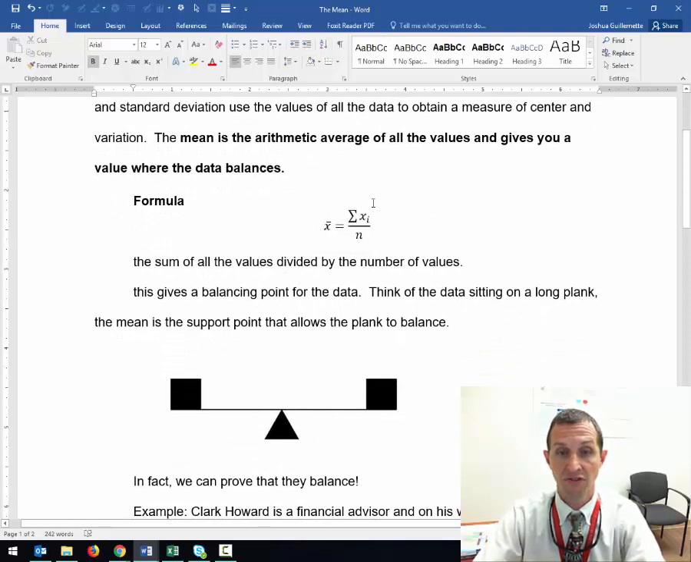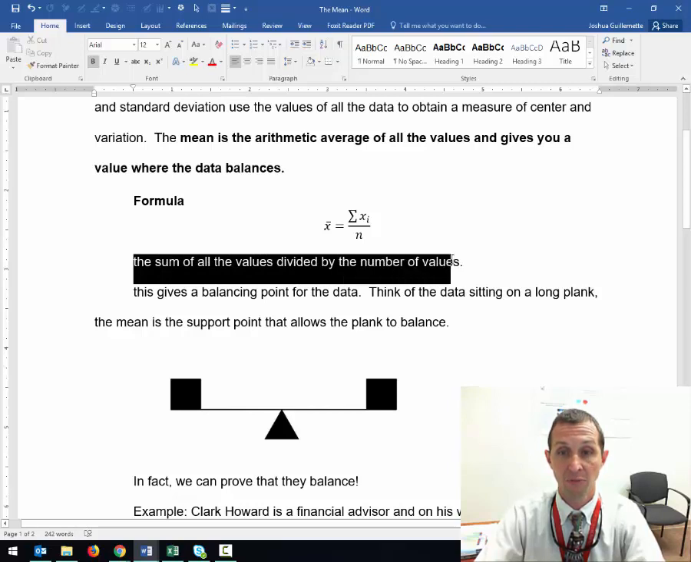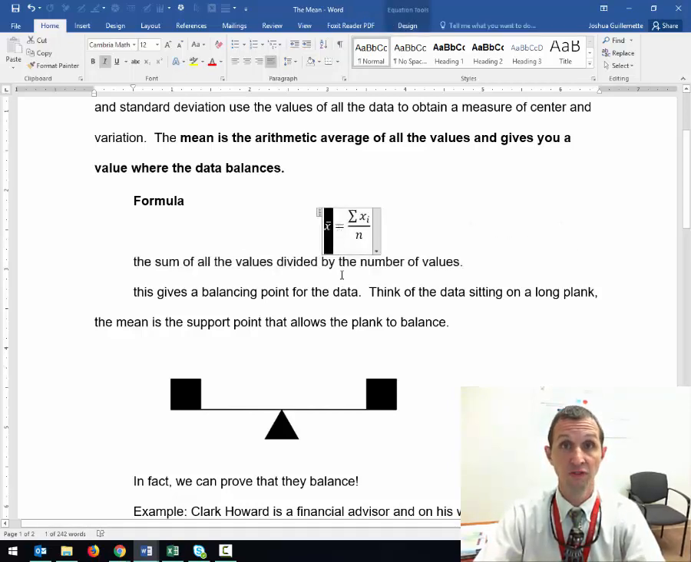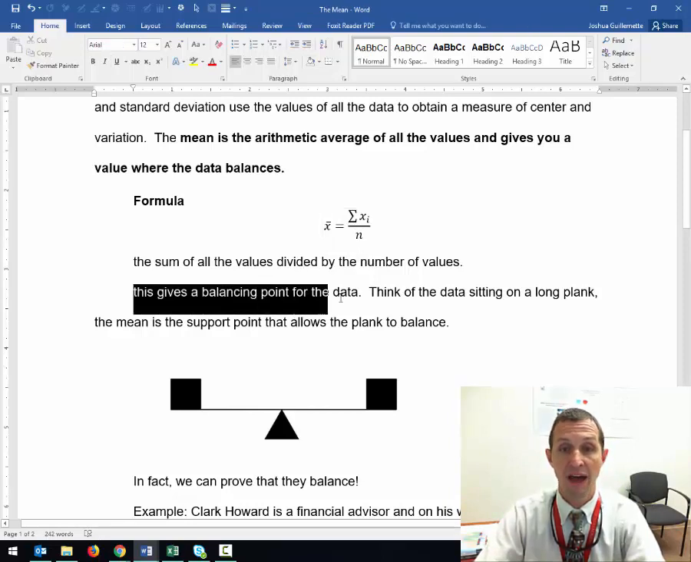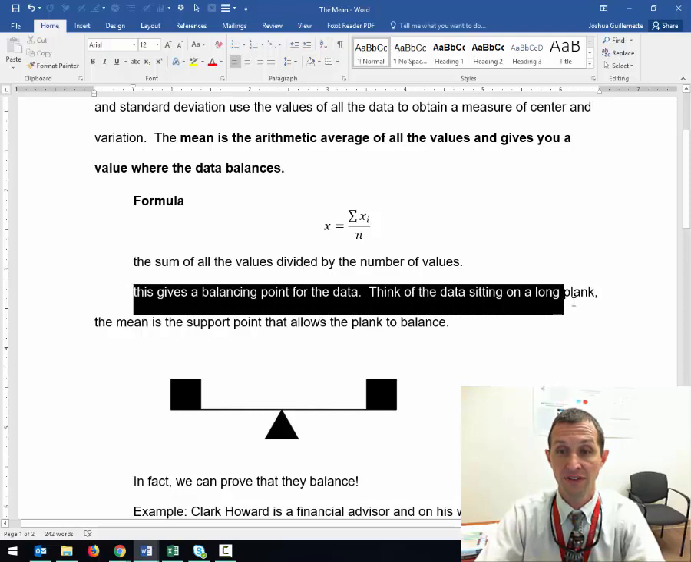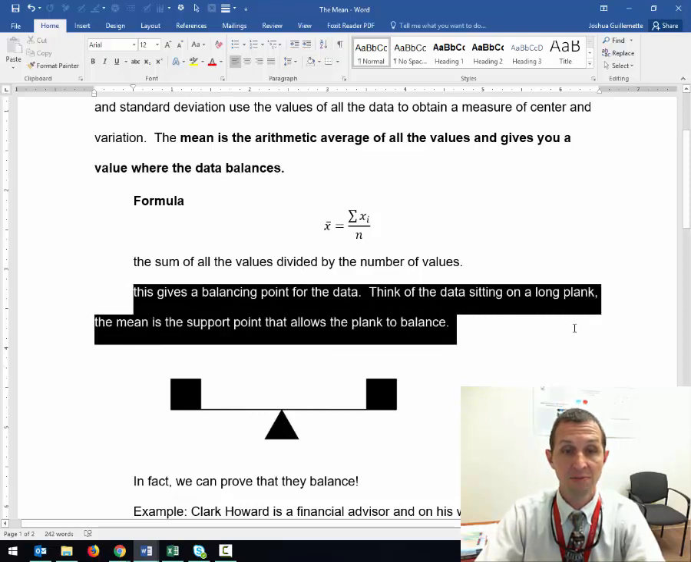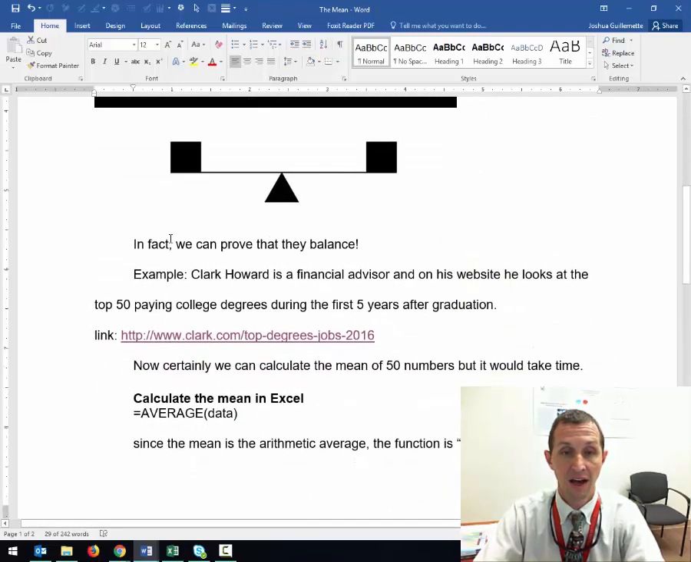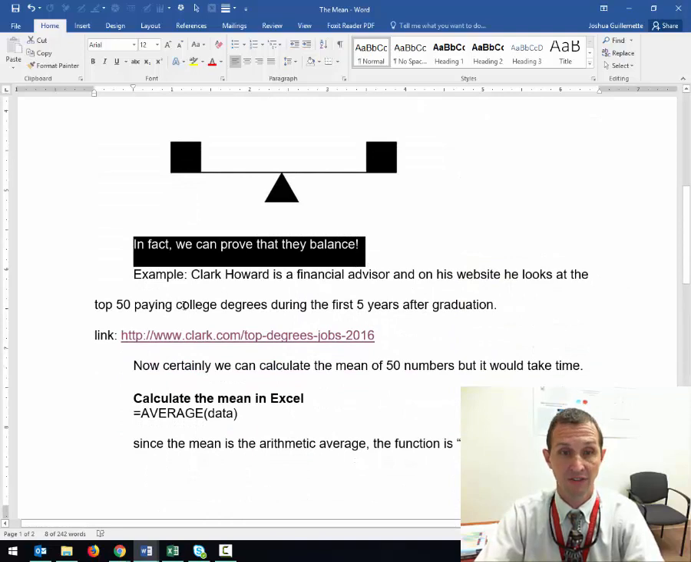So this is the formula, and basically it says the sum of all the values divided by the number of values. So X bar stands for mean, the sigma means to sum up all of the values, and then the n is the number of values. And basically this gives a balancing point for the data. Think of all the data sitting along a plank. This means that the mean is the support point that allows the plank to balance. And in fact, we can prove that they balance.